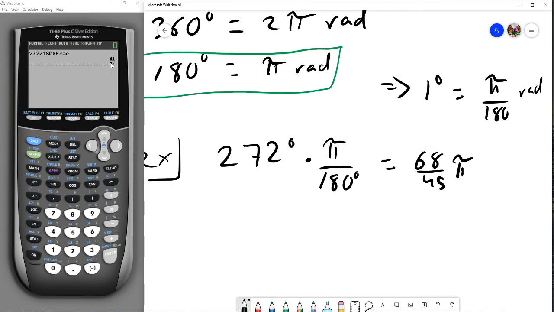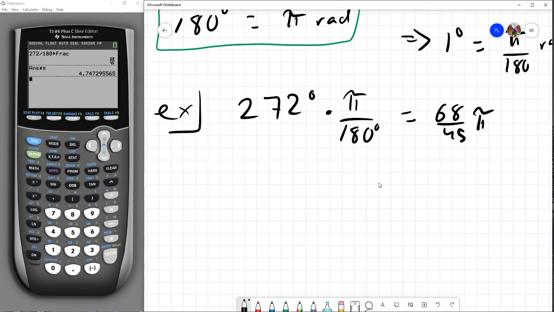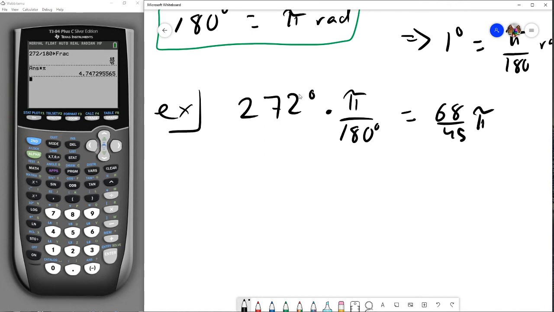Notice it's exact value, no decimals. So if I multiply this by pi, we can see what the decimal looks like. If I was your math teacher, I would be marking you down wrong for giving me this as an answer, because this is the answer. This is an approximation. If you give me something like 4.747, yeah, that's an approximation. This is the exact answer. So what we did is converted 272 degrees, and this is its value in terms of radians. Pretty cool.